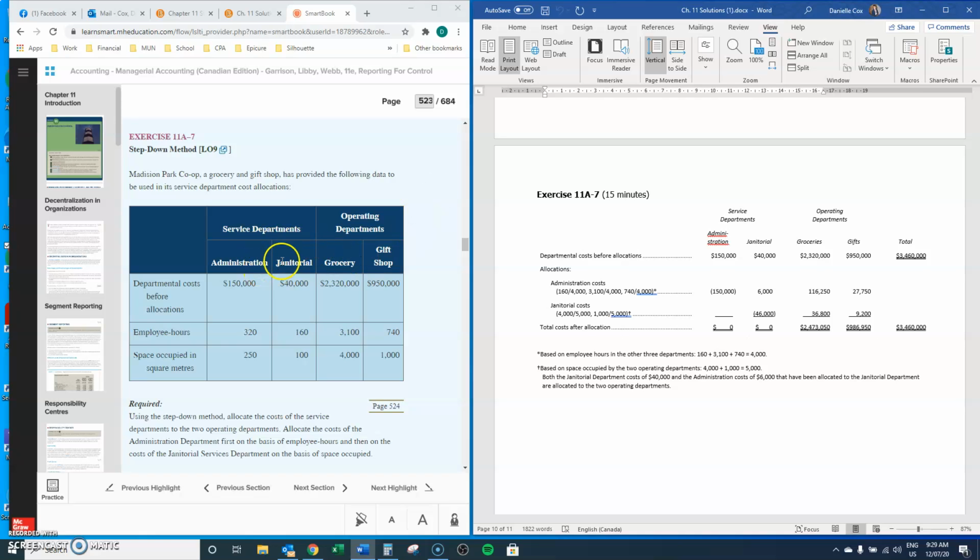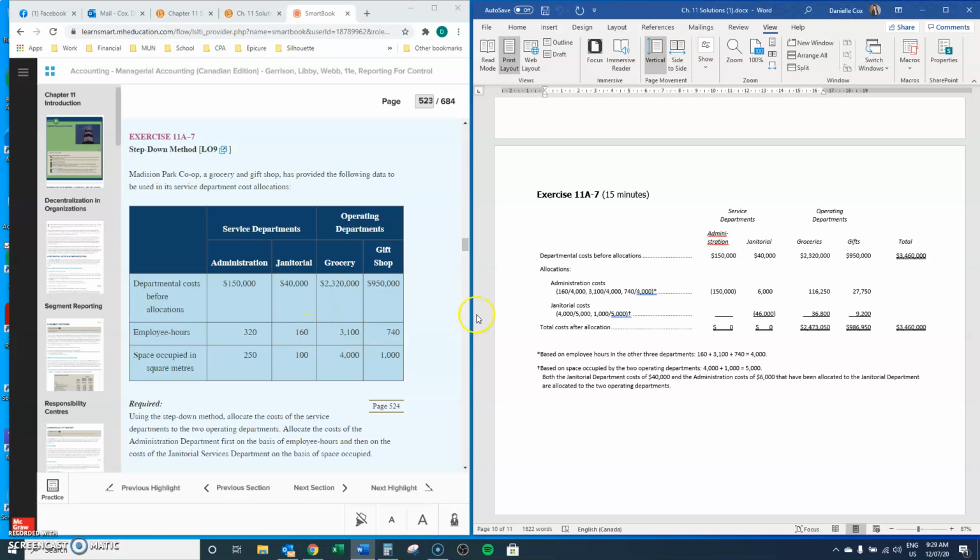So what we're going to do is allocate the cost of the service departments, administration and janitorial, to the two operating departments. It tells us to do the administration department first based on employee hours. So you enter in departmental costs before allocation, which is just copying this over. These are the costs that we have to allocate to these departments. First we're going to allocate the administration costs, the $150,000, based on employee hours.